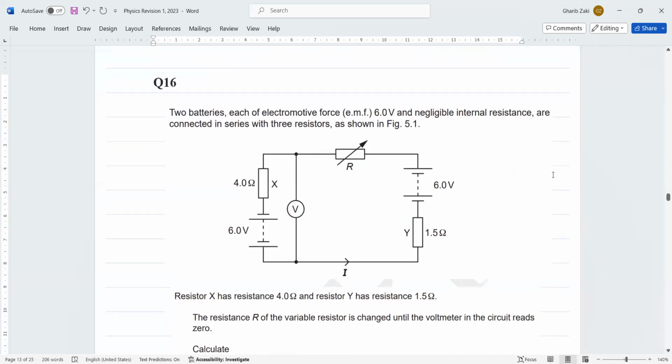Now, this is a little hard question. Try to think of it, please. Okay.